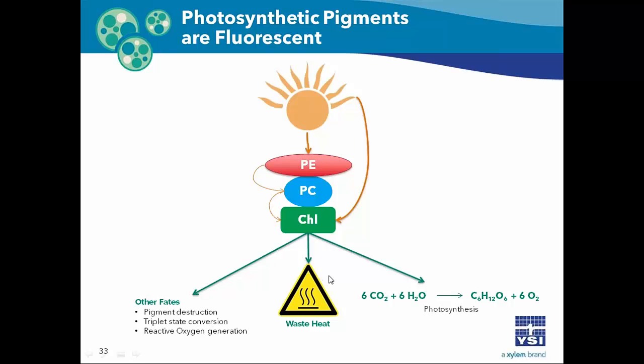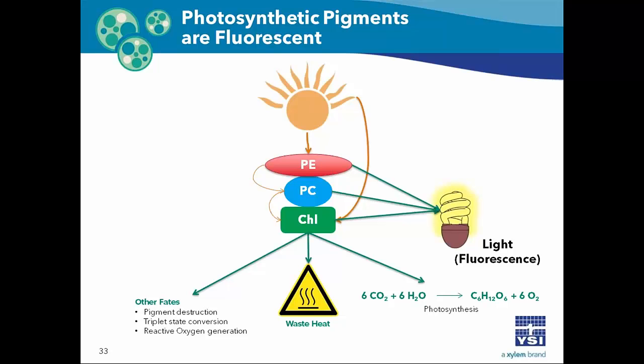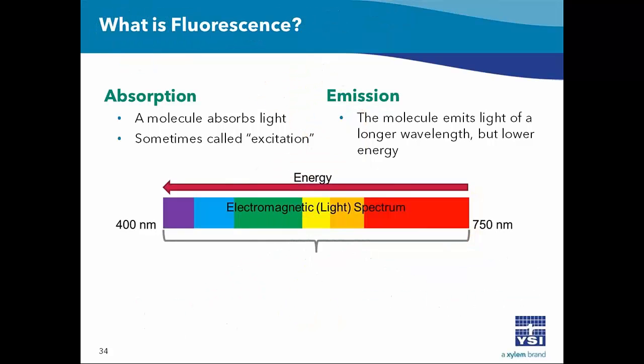But the vast majority of that energy that's absorbed simply gets released as waste heat. It's kind of like your air conditioner system in that regard. And then of course a lot of it goes to photosynthesis. But what you may not have thought about before is a lot of that energy also gets released as light by the pigments. So these pigments absorb sunlight, and then some of that light gets released as a different wavelength. And that's actually what fluorescence is.